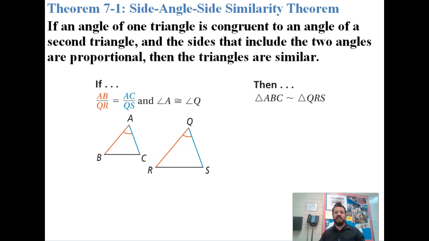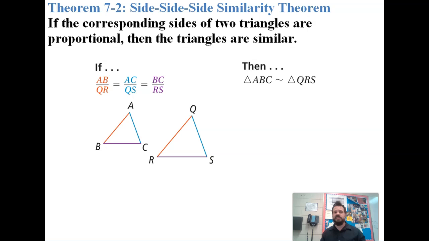So this is similar to our side-angle-side congruence theorem. But rather than talking about congruent sides, we're talking about proportional sides, which will make the triangles similar instead of congruent. So if I have two triangles with a set of angles congruent between the two of them, and the sides that include those angles, or the sides that surround those angles, are proportional, as in the ratio of AB over QR is equal to the ratio of AC over QS, then that means that the rest of the angles are congruent, the rest of the sides are proportional, or the triangles are similar.